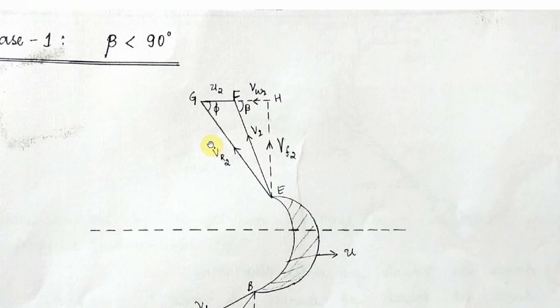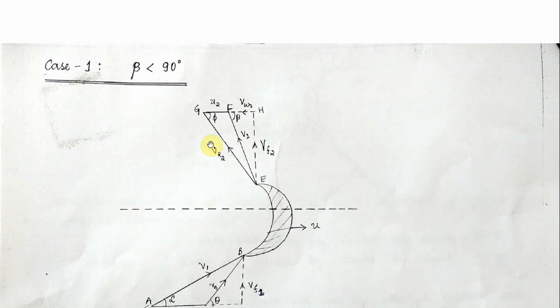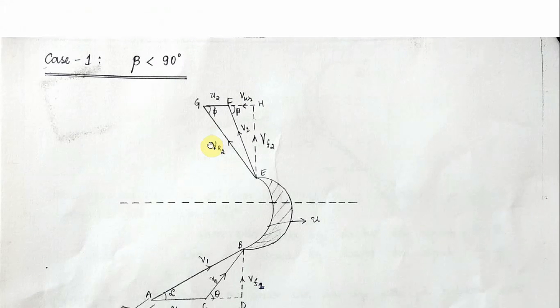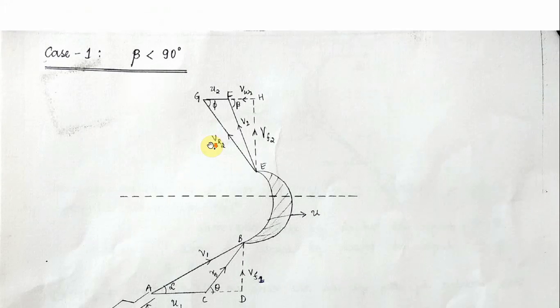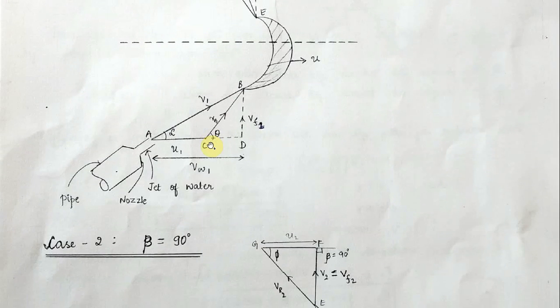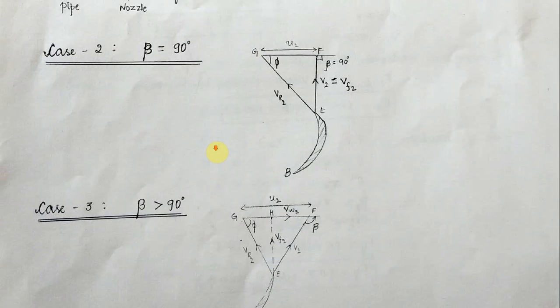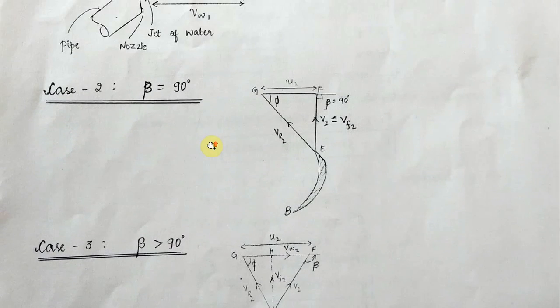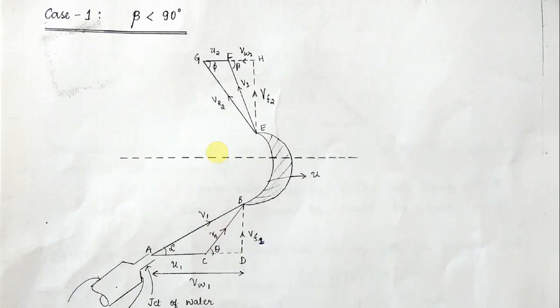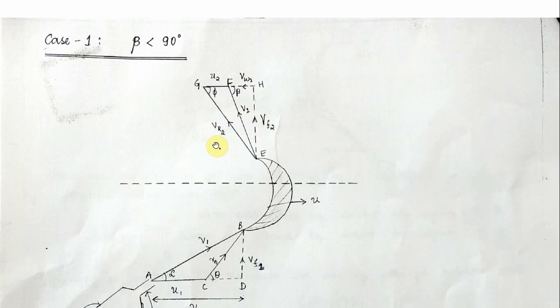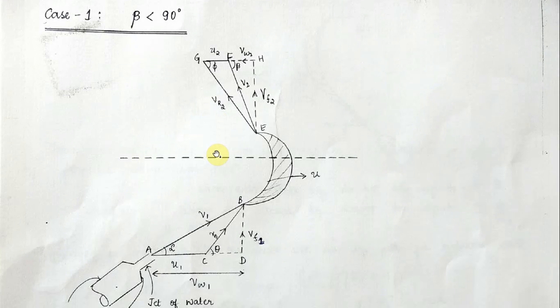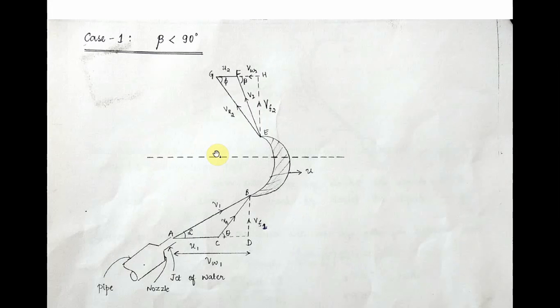So today I'm going to explain to you the various formulas related to the cases when beta is less than 90, when beta is equal to 90, and when beta is greater than 90. In the previous session we discussed how to construct or draw the velocity triangles at inlet and outlet.